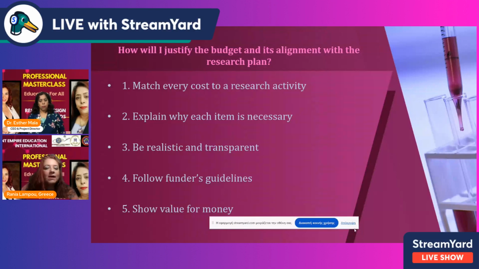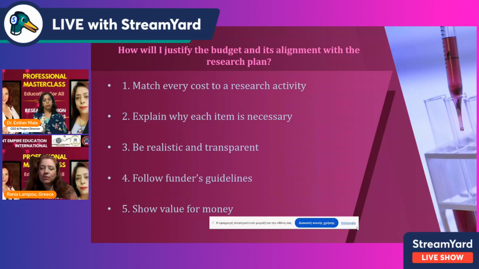The second, explain why each item is necessary. If you need personnel, describe their roles and their responsibilities. The postdoctoral fellow will develop and validate the machine learning model. If you need equipment, you need to explain why existing resources are insufficient. If we talk about travel, then you need to connect it to dissemination, collaboration, or data collection. You have to be realistic and transparent. So use standard salary scales, institutional codes, market prices, and break down large sums into smaller, understandable parts.